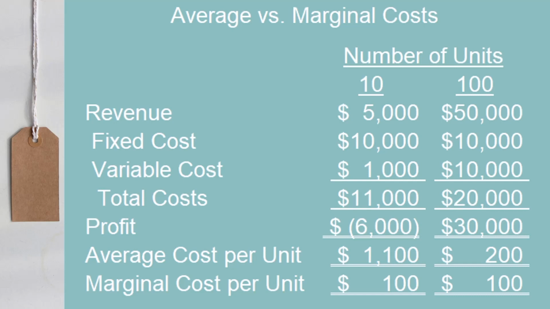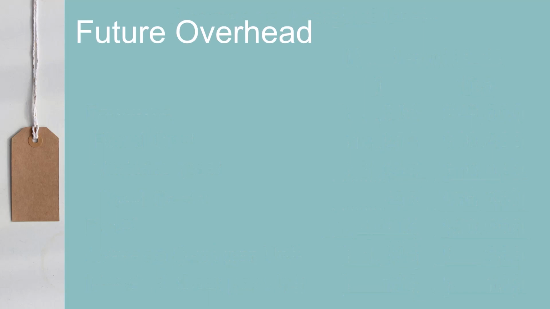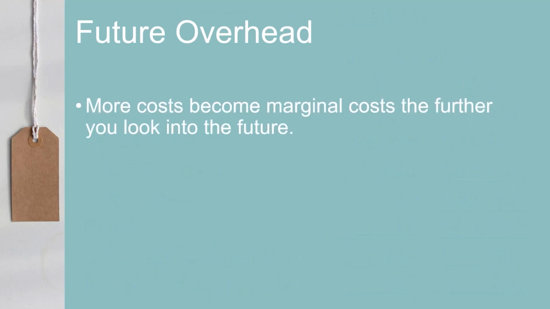The average cost with fixed costs might convince the leader not to make the sale, even though it would have a positive marginal contribution to profit. What about covering future overhead? More costs become marginal costs the further you look into the future.